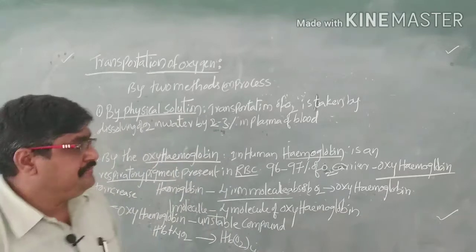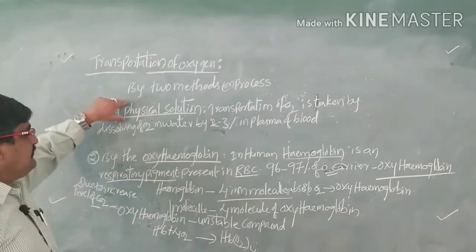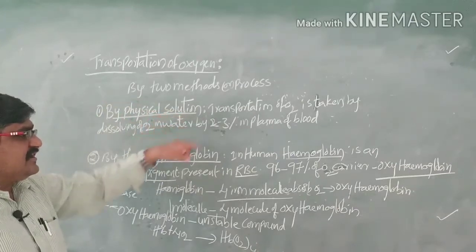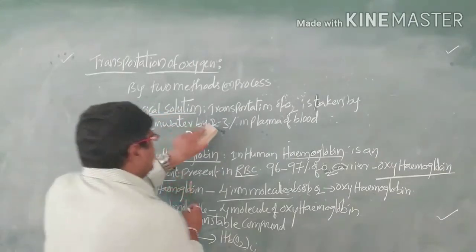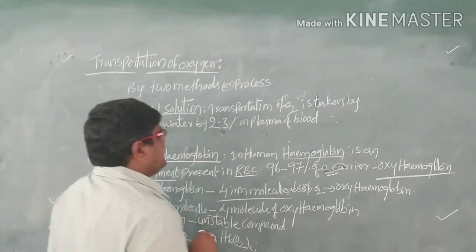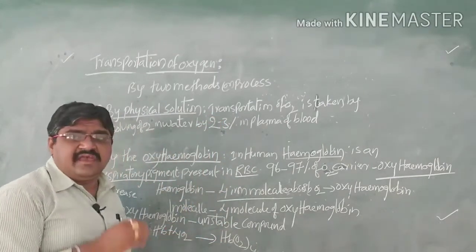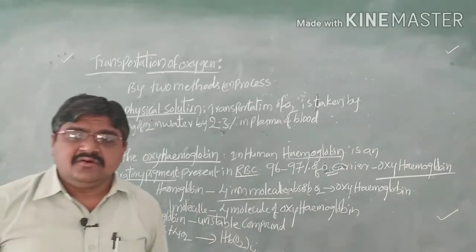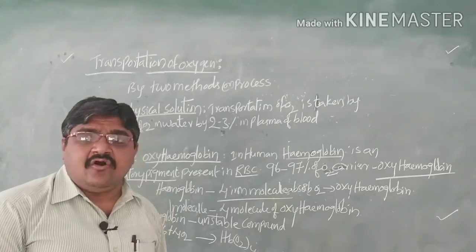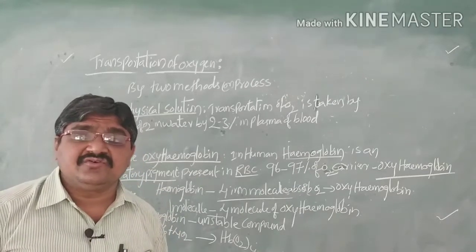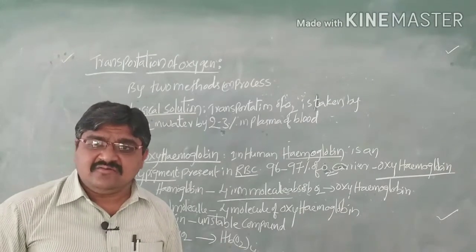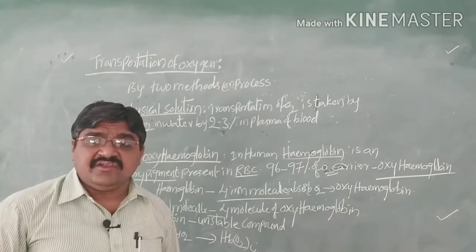And by the physical solution, transportation of oxygen takes place only 2 to 3%, dissolved in the plasma of the blood. Now coming to the next topic, oxygen dissociation: how oxygen is transported and how it is shown in the curve.